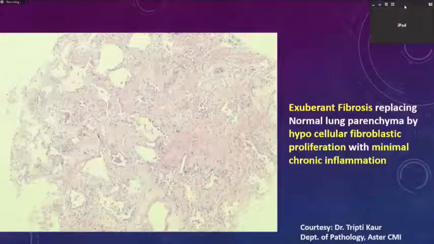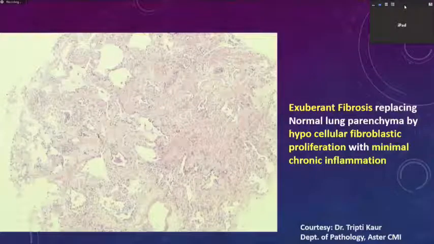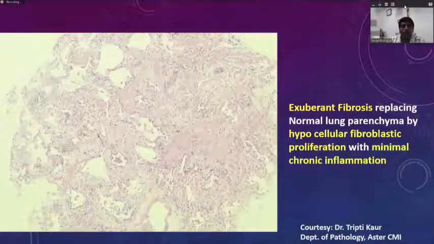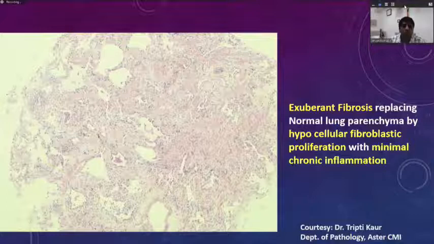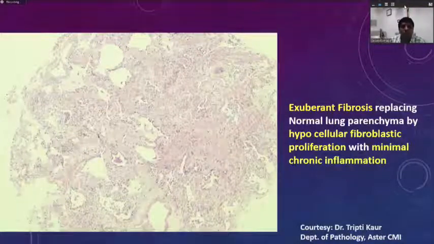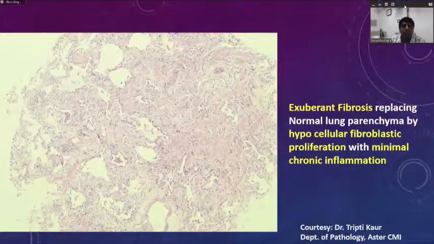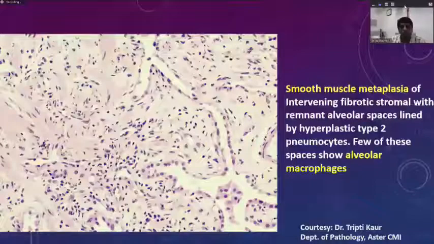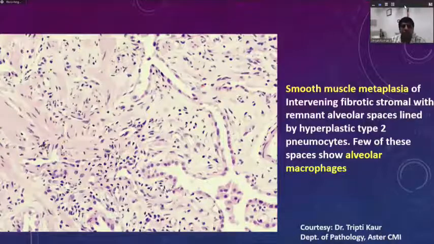Now, with the histopathology, we can see this particular slide, which shows exuberant fibrosis replacing normal lung parenchyma, and also a hypocellular fibroblastic proliferation with minimal chronic inflammation. When you go to the high power mode, you can see smooth muscle metaplasia of the intervening fibrotic stroma with remnant alveolar spaces lined by hyperplastic type 2 pneumocytes, and a few macrophages also noted in this high power field.